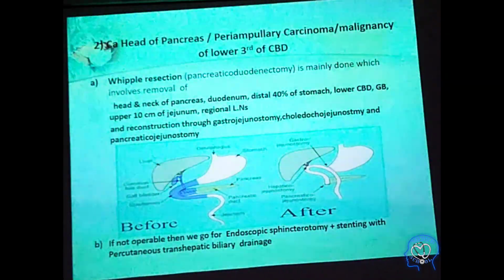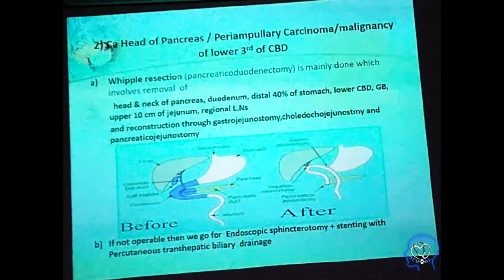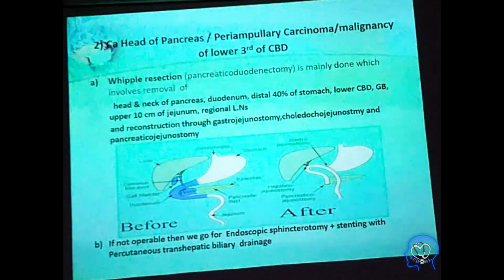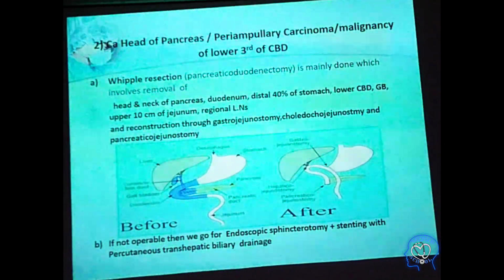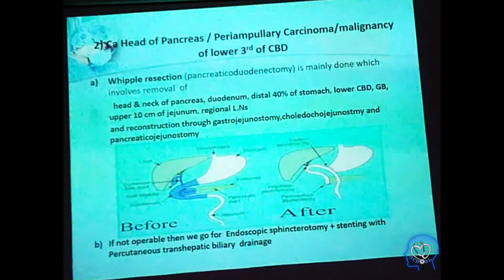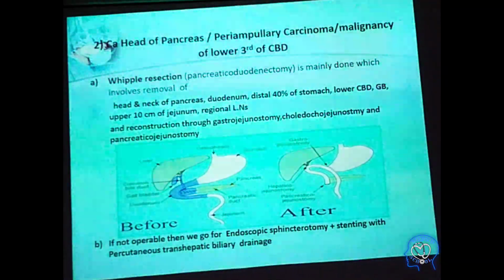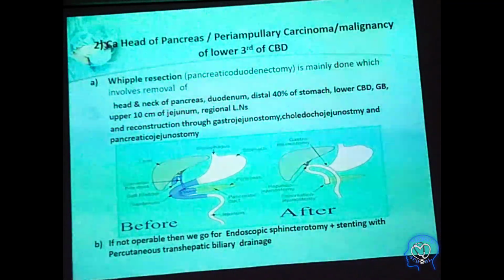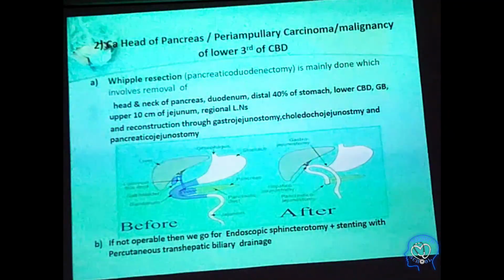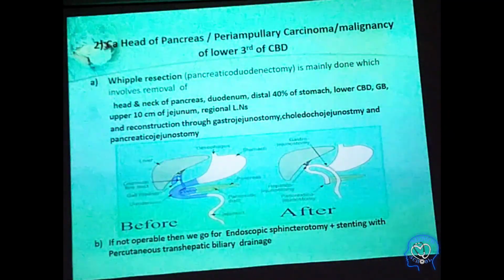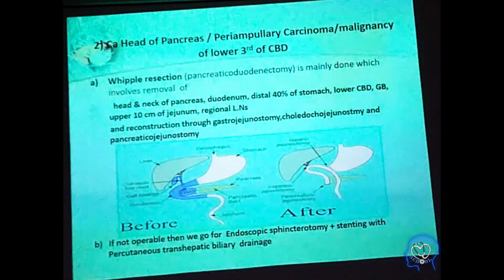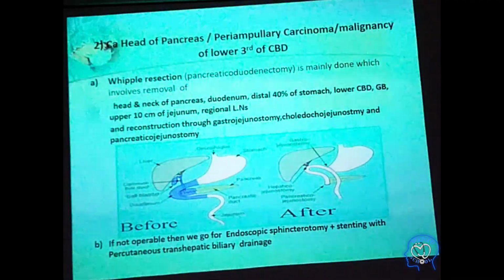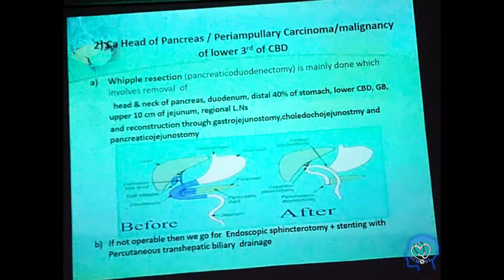But still the procedure is not finalized, or we cannot say that we have done the complete resection. Complete resection depends upon the histopathology report, and the patient recovering well. If we cannot proceed with Whipple's procedure, or we cannot do any surgery in a patient, then we have to do endoscopic stenting, or we have to pass metallic stents.